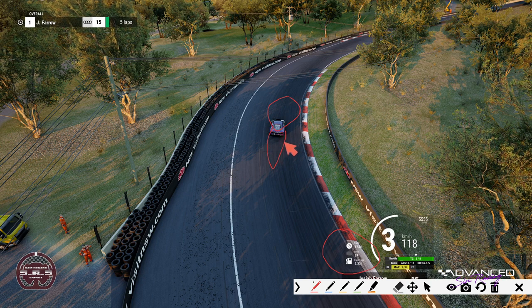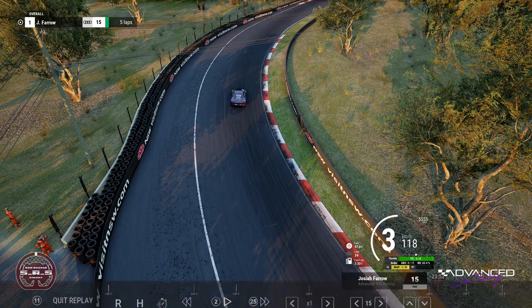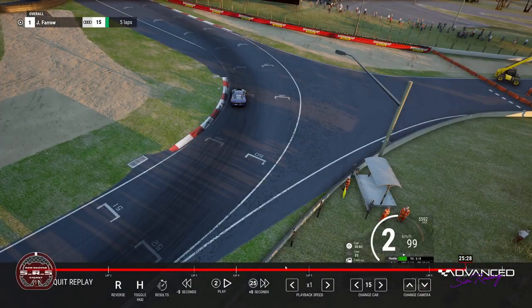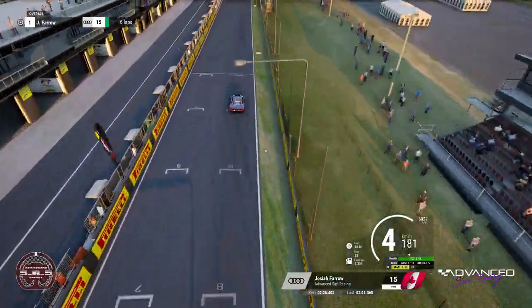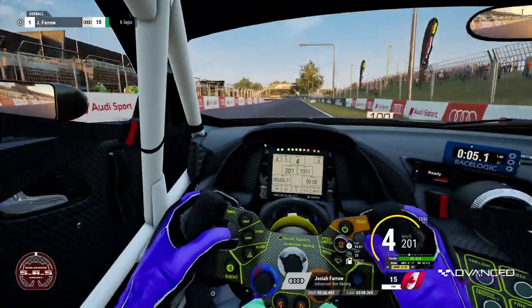And then on the following lap, just run it through here. We're going to see we're going to hit a lot better.